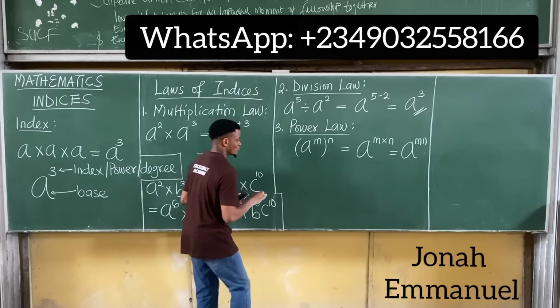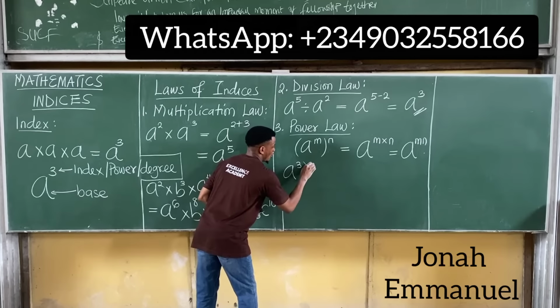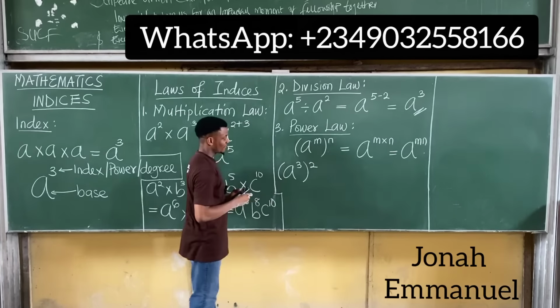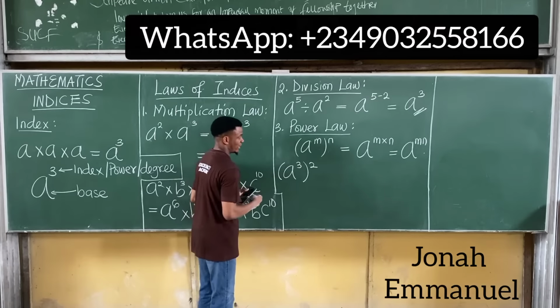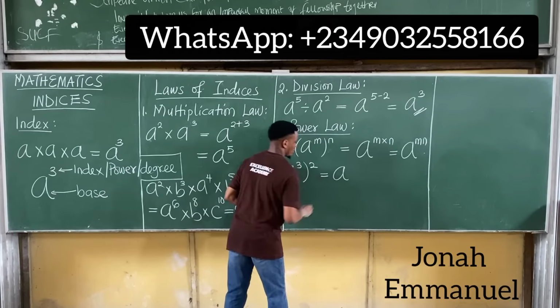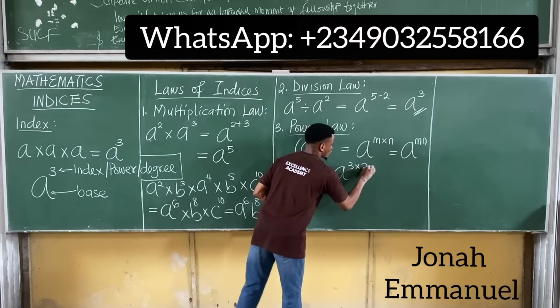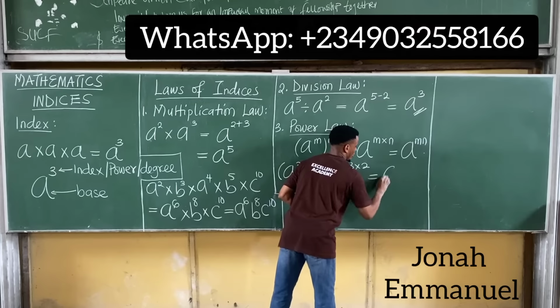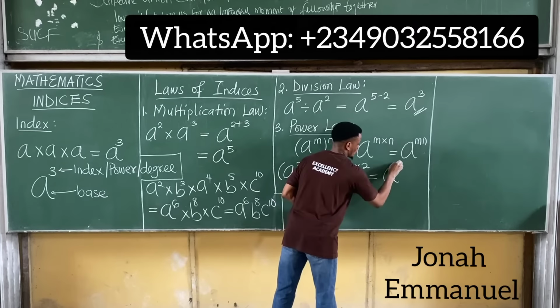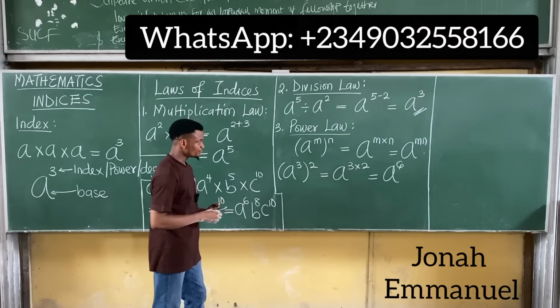Let me take an example. For example, I have A to power 3 all squared. From here, this is the power law. It will be equal to A to the power of this times this, 3 times 2, and that's equal to A to the power 6. So this is an expression of the power law.